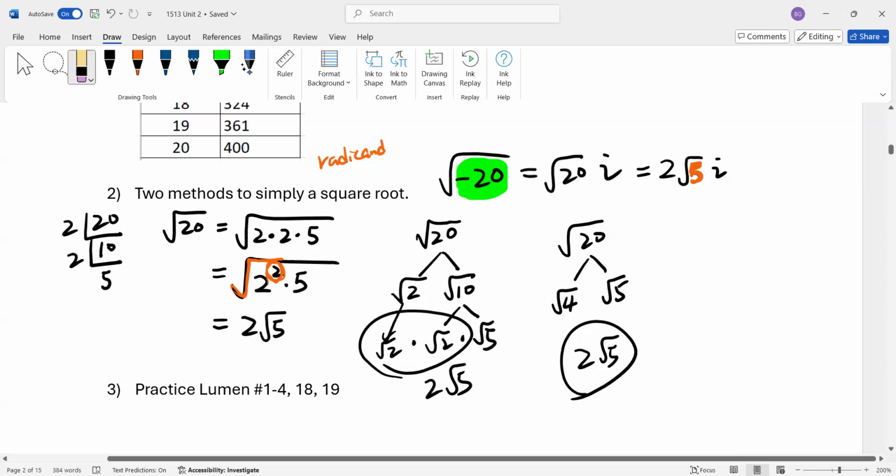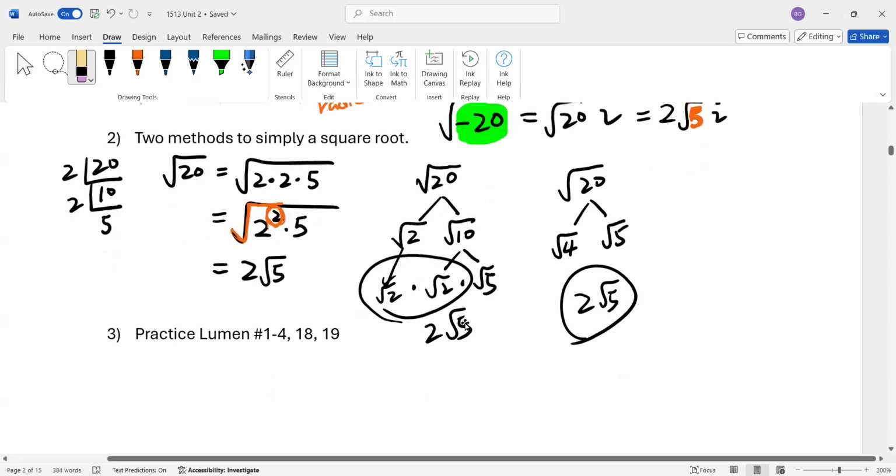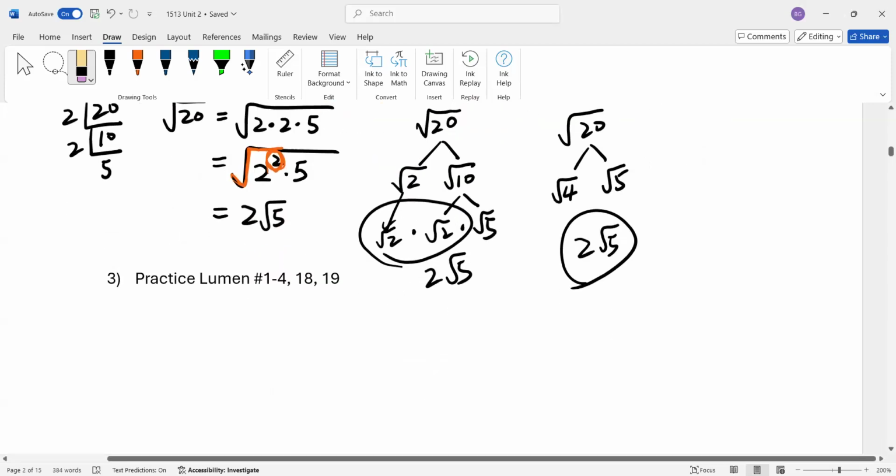Response, please. Do you like the second method? I like the second method better. Okay, that's what I thought. Awesome, very good. Then let's practice something, all right? We're going to practice 6 problems. Bear with me, it takes a little time to get the problems in Lumen.